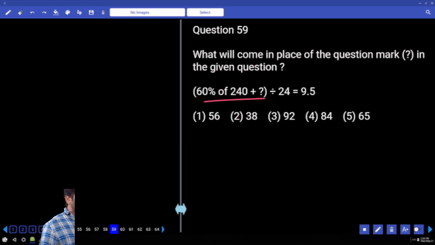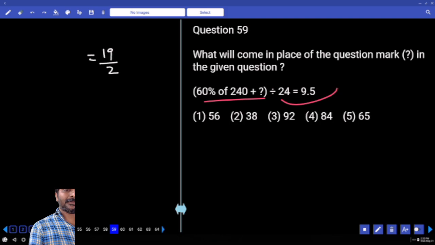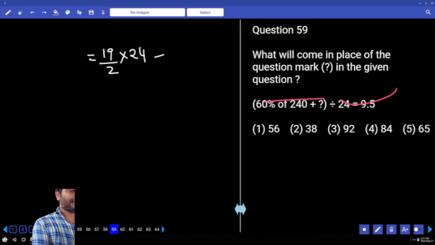X is here. Correct? So take 24 to the right hand side. On the right hand side, what number is there? I'll write it as 19 by 2 into 24. The right hand side number is clear. On the left hand side, 60% of 240. 50% plus 10%. What is 50%? 120. 10% is 24. Both. That number goes to the right hand side. Will it become plus or minus or into or division? Minus. How much? 144.